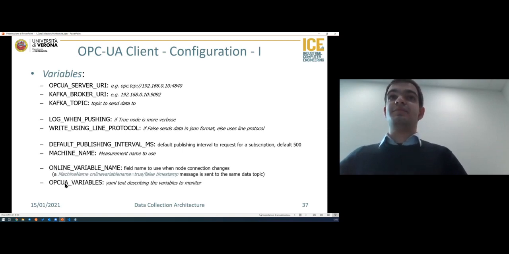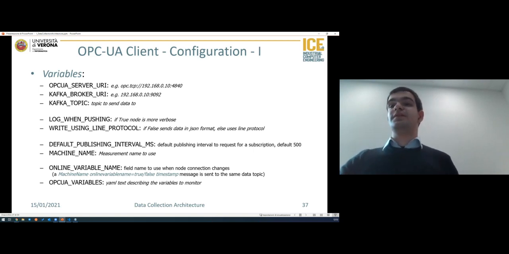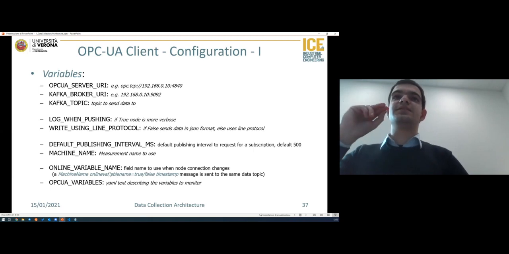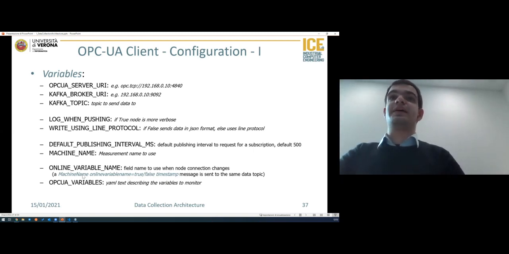Finally, the online variable name, this is used to track the availability of the machines. So each client is configured to send a particular variable, which indicates if the client is connected or not. By analyzing the values of this variable in a second time, we can extract the information and know when the machine is online and when not.